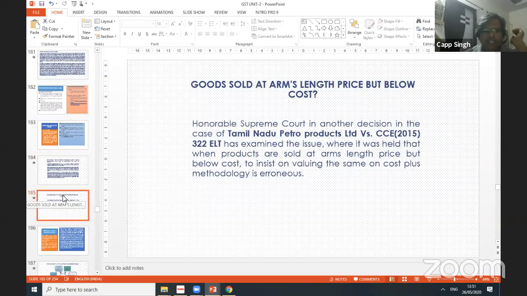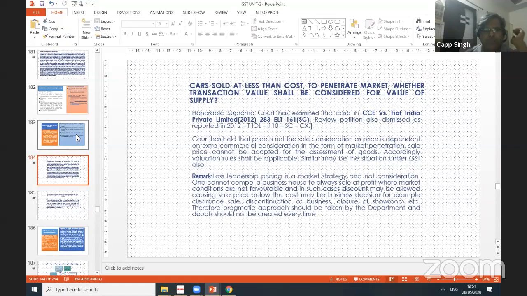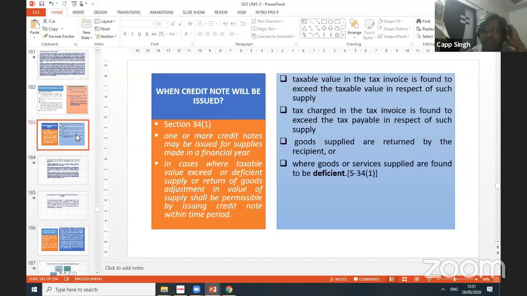And if there is any reduction in the price, then a credit note will be issued. Section 34 has a specific provision for issuance of credit notes. There are four situations where a credit note is issued by the supplier. The first situation is if there is any reduction in the taxable value, or there is any reduction in the tax rate, or if goods are returned by the recipient of supply, or there is deficient quality of goods or services. In those cases, we have to issue credit notes.